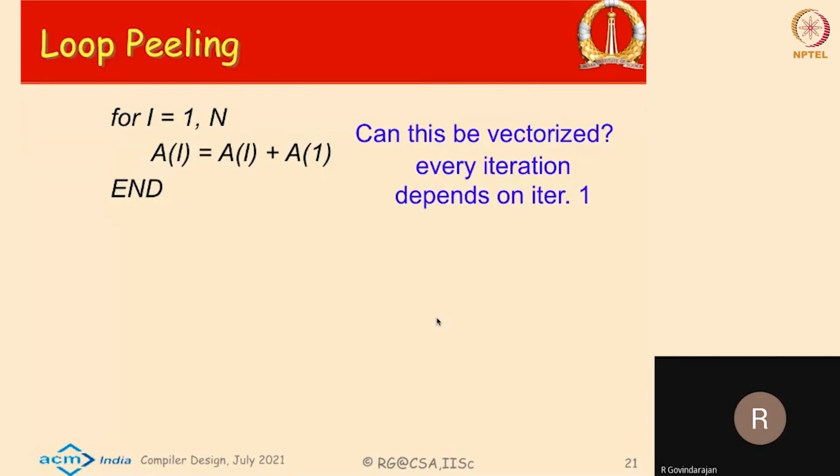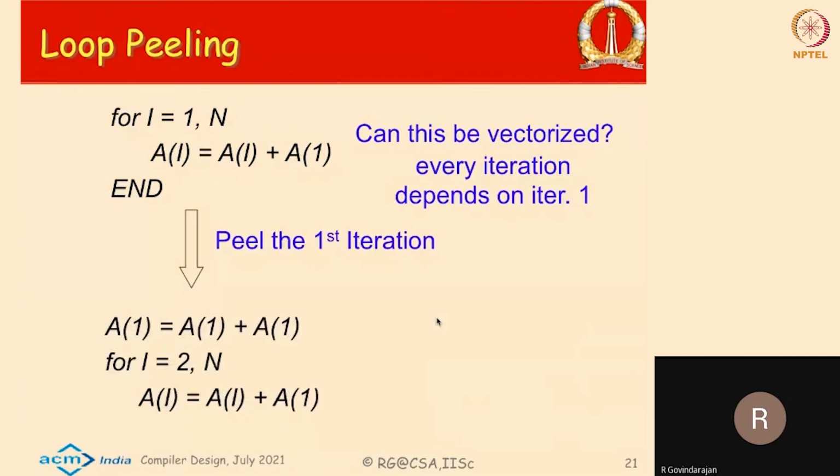So we can peel the first iteration of the loop and rewrite this program in the following way, where A1 is written outside of the loop, A1 is equal to A1 plus A1, and then the loop only goes from 2 to n. Now you see you're exactly getting what Aditya was saying: in every iteration you are adding one value A of 1, which was defined outside of the loop. Therefore the different iterations of the loop are independent of each other. There is no dependence between them, and therefore they can be executed in parallel.